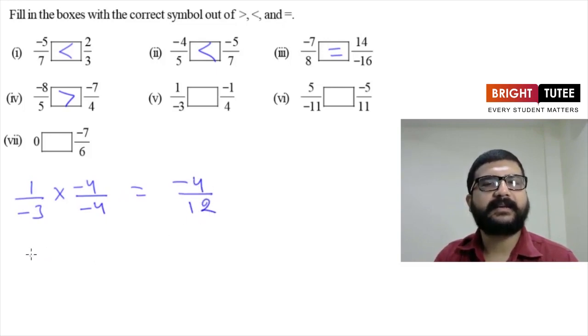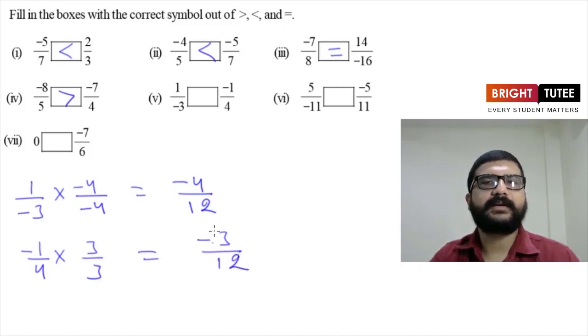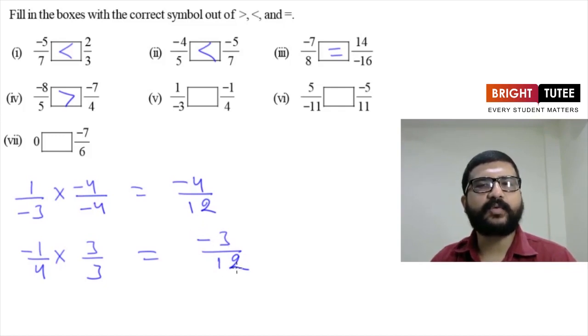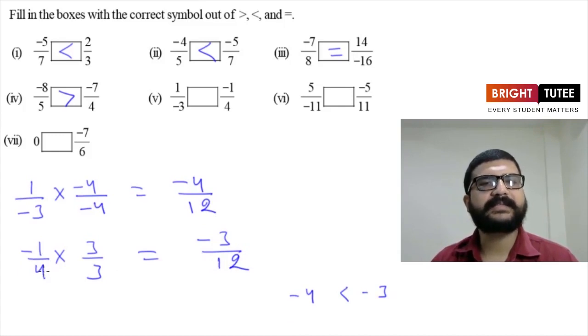Now the second number is minus 1 upon 4. We can multiply it with 3 upon 3. The second number is minus 3 upon 12. Now what do you think among these numbers? Which one is greater? Here minus 3 upon 12 will be greater than minus 4 upon 12, because we know minus 3 is greater than minus 4. So therefore minus 3 upon 12 is greater than minus 4 upon 12. Hence we can say minus 1 upon 4 is greater than minus 1 upon 3. So the sign will be like this.